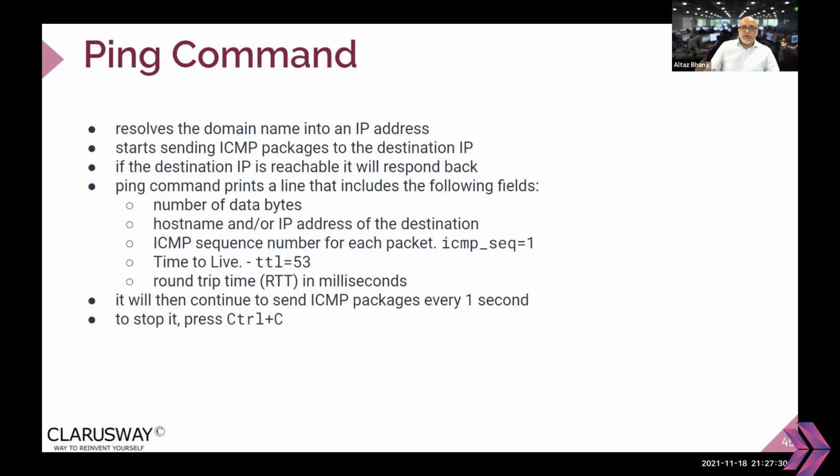And then there's a sequence number, so it'll print out the sequence number. Time to live, which we're not going to talk about, but just know that it's one of the things that it prints out. And then the other thing it prints out for you is the round trip time in milliseconds. So how long did it take for the packet to go and come back? And then every 1 second, it will send another packet and another packet and another packet, and it'll keep going. And if you want to stop it, you have to press Control C.